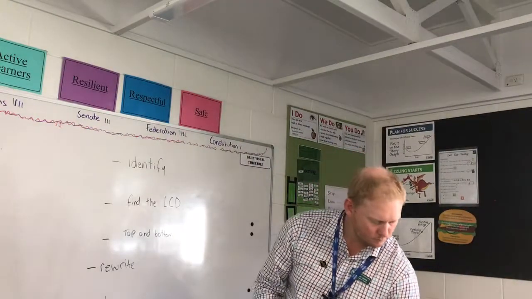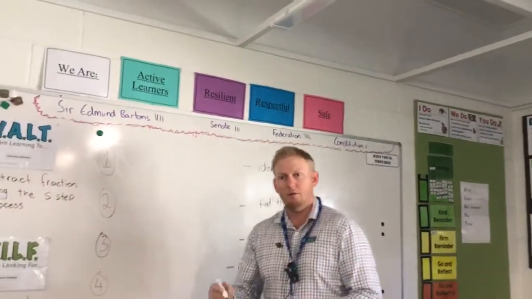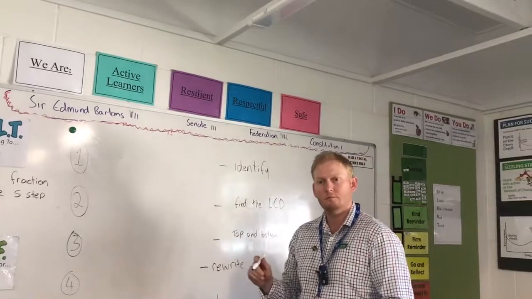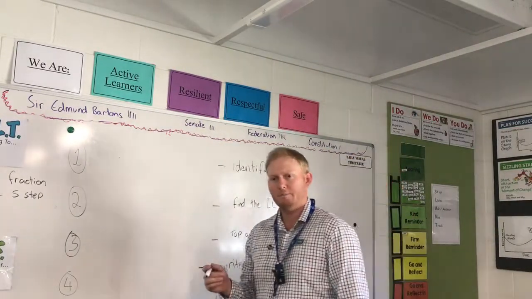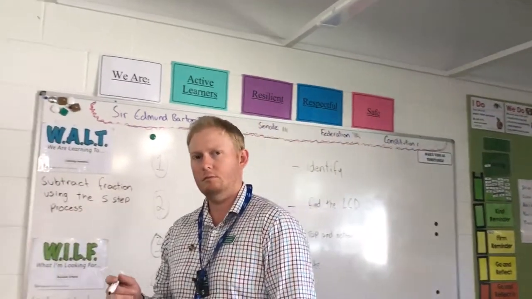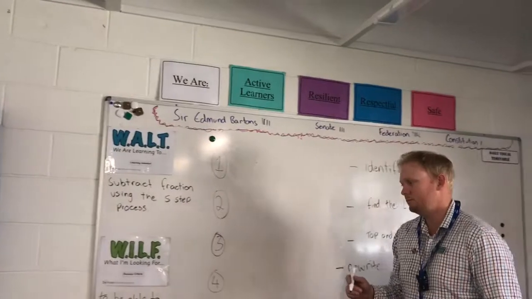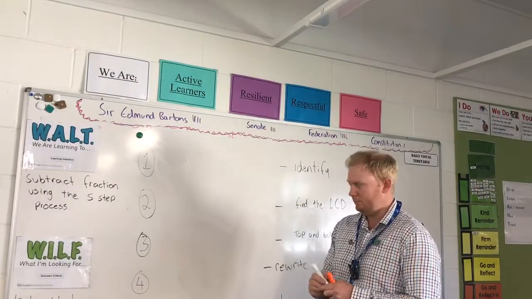First step is identify. Yep, then what? Then the second one is find the lowest common denominator. Excellent. Third one is what you do to the top, you do to the bottom. Excellent. And fourth one is rewrite. Yep. And then fifth one is solve.